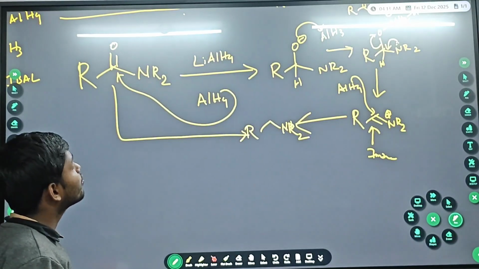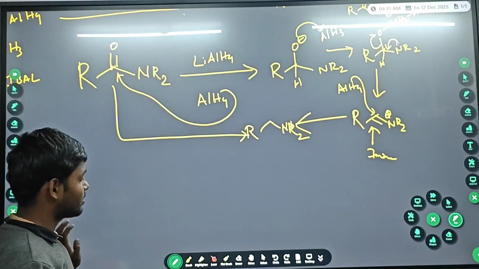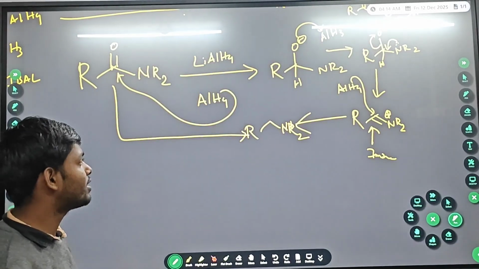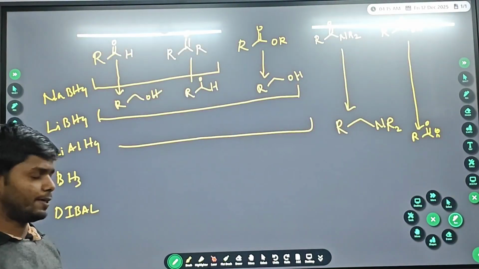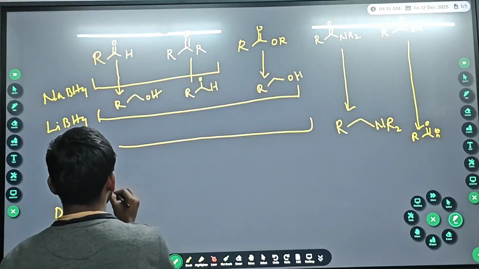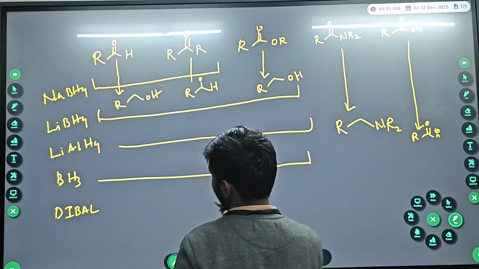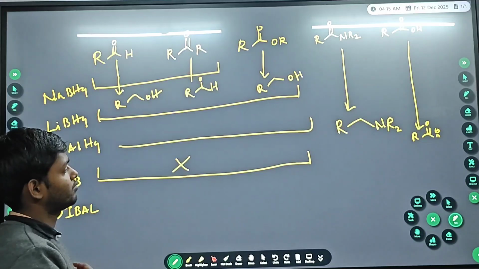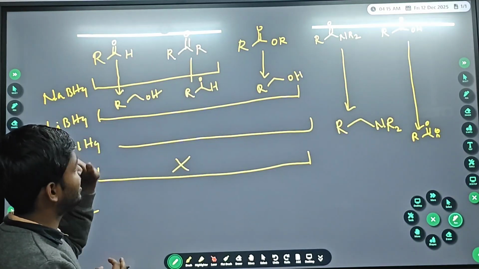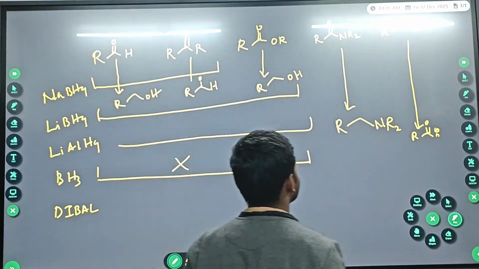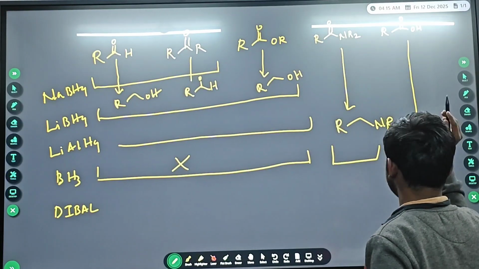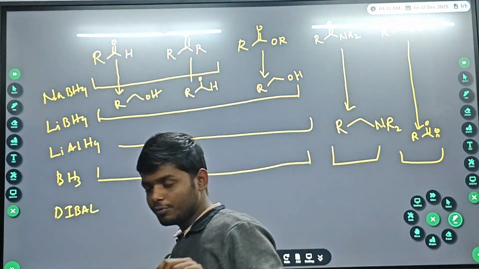So what is the role of the other reagents? The other reagent we have now is borohydride. Borohydride cannot reduce aldehyde, ketone or ester. But there is a strong affinity for this amide and this acid. How this happens, we will go through.